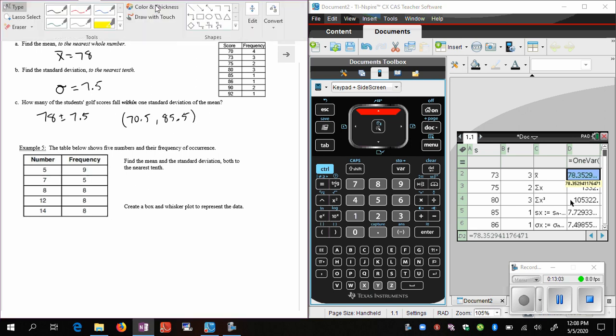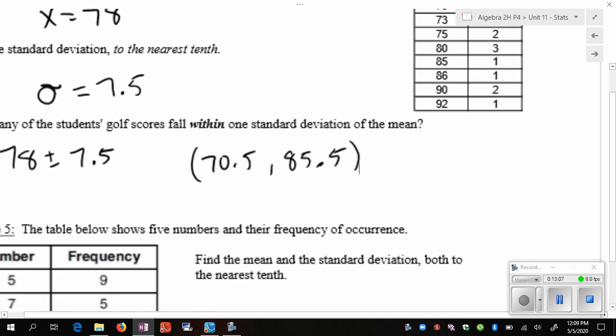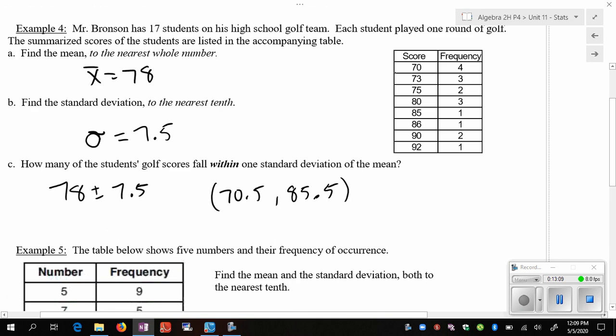So I'm actually going to make this a bigger screen again. And 70.5, 70 would not be counted on that list, but 73, 75, 80, 85, all these scores will be counted on that list. So I have to add up those numbers, right? Those frequency values tell me how many times those scores occurred. So 3 plus 2 plus 3 plus 1 is going to be 9 students.